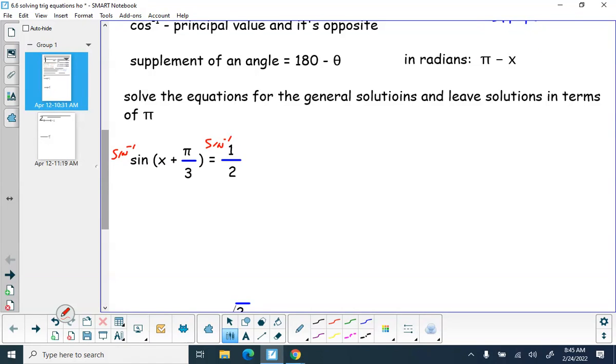So we take the inverse sine of 1 half. In degree form, what do you come up with, Sarah? 30 degrees. So we get the value of 30 degrees. So we have x plus pi over 3 is equal to 30 degrees. But I need to keep this in radian form in terms of pi, so I can convert my degree measure into pi over 6.